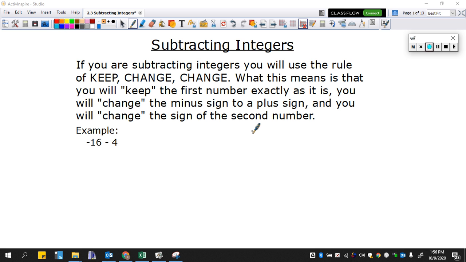In this lesson, we're going to learn how to subtract integers. As you already know, subtracting is the inverse operation of addition. So we're basically going to do the opposite of adding. Or another way of saying that is that we're going to add the opposite of the second number.